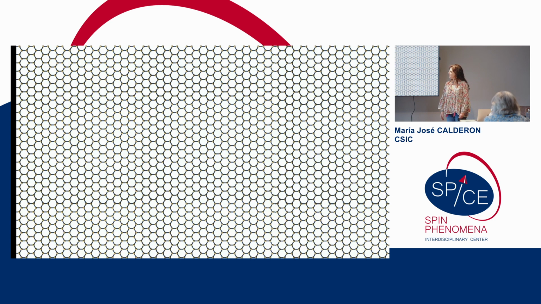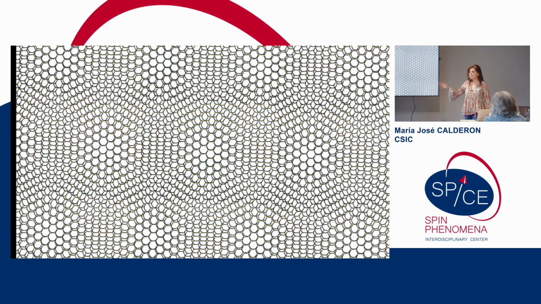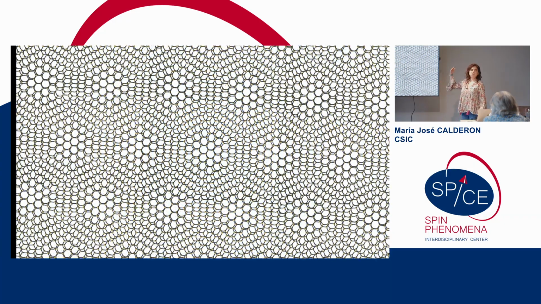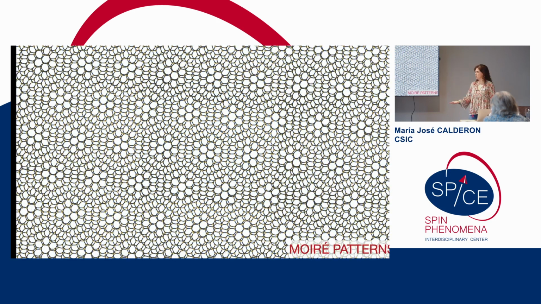Okay, so let's start from the beginning. This is graphene, you all know it. We have two inequivalent carbon sites, A and B, and now we put another layer of graphene on top and we rotate it, okay? So as we rotate, you've seen this many times, that some superstructure is forming, okay? And this is what we call a moire pattern.